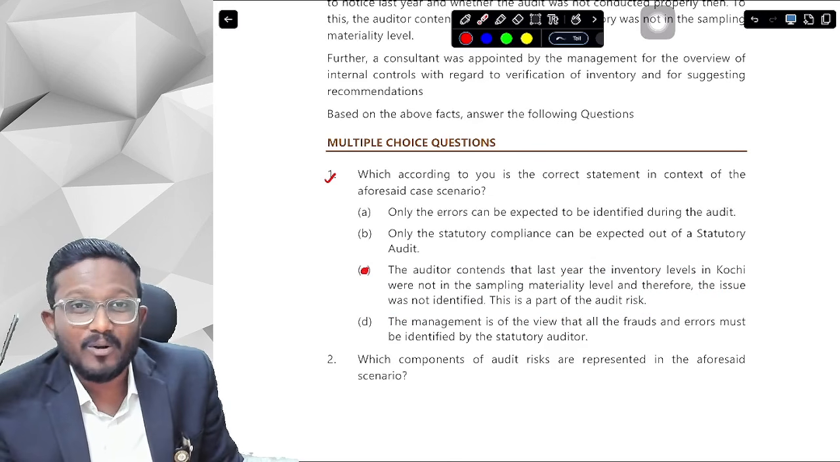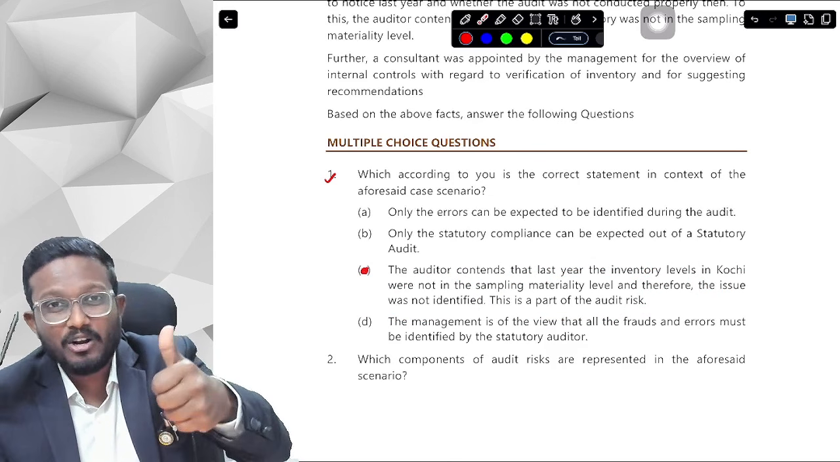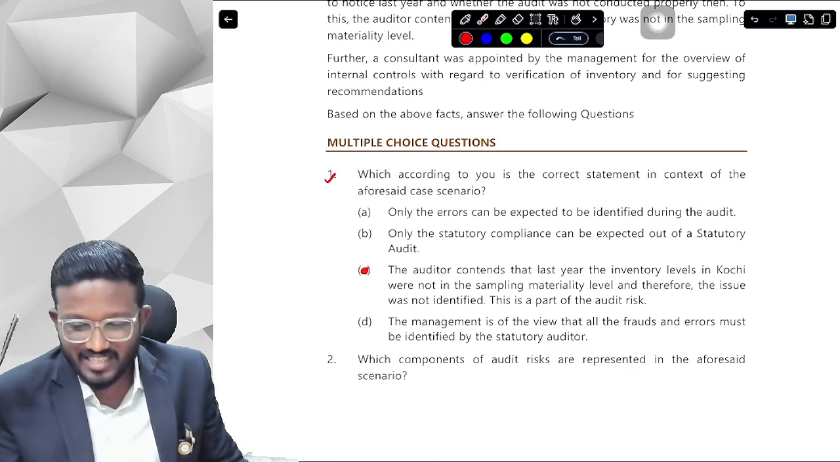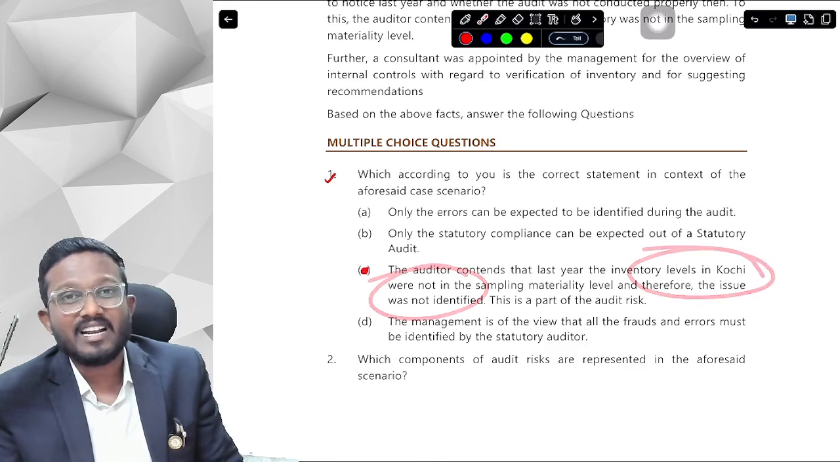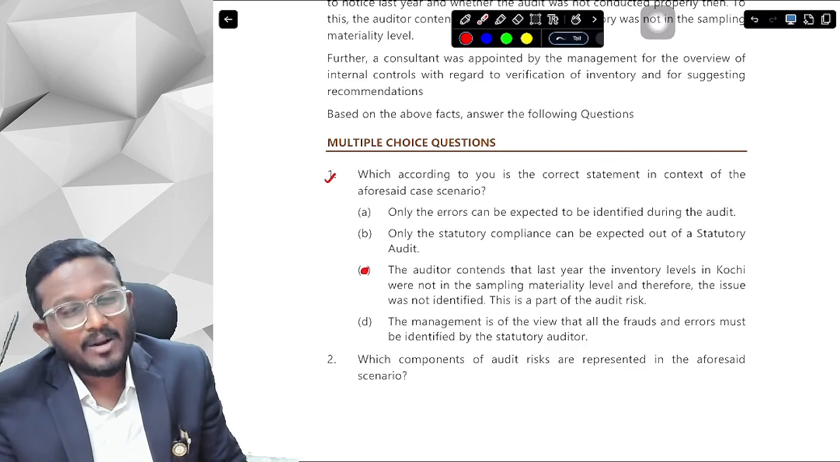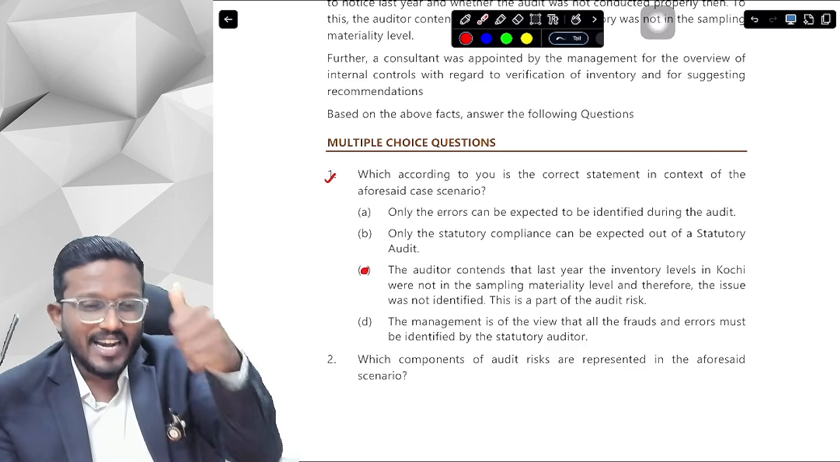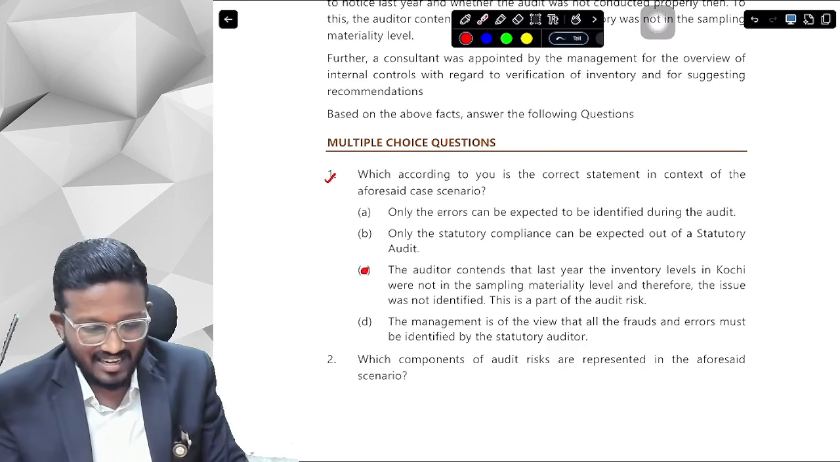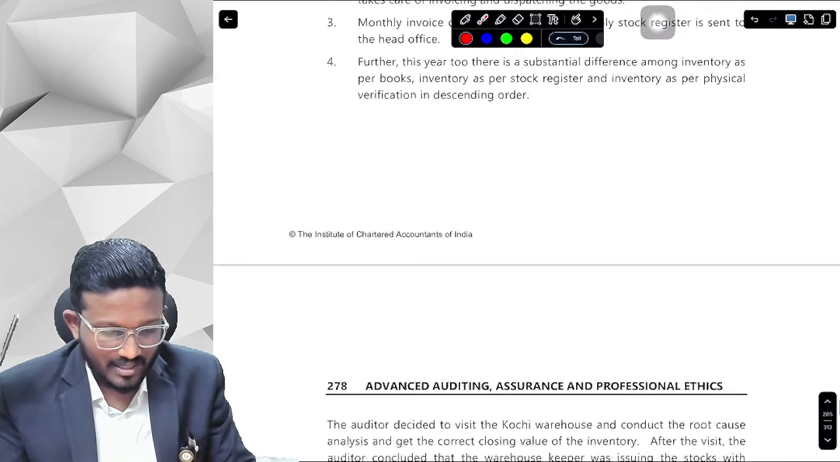The risk that we issue an inappropriate audit opinion when the financial statements are materially misstated. Here the financial statements could have been materially misstated, and I didn't get to know about it because I didn't check it in my sample because it was less than material. Okay, yes sir, but this time it could have been material. Okay, yes sir. What is the second, sir? What is it trying to say?